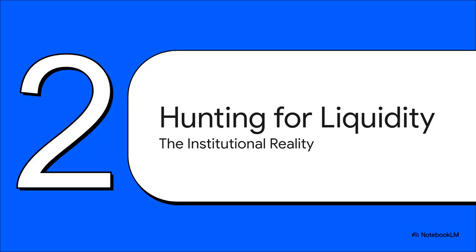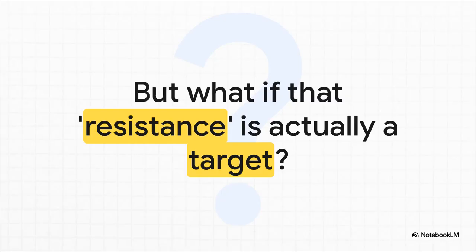But here's where we flip the entire script. Because the market isn't driven by these simple textbook patterns, it's driven by an algorithm with a totally different goal. Let's look at the institutional reality. So I'll ask you again, what if that resistance, that so-called price ceiling that everyone is selling at, what if it's not a barrier? What if, to the algorithm, it's actually a bright, shining target?